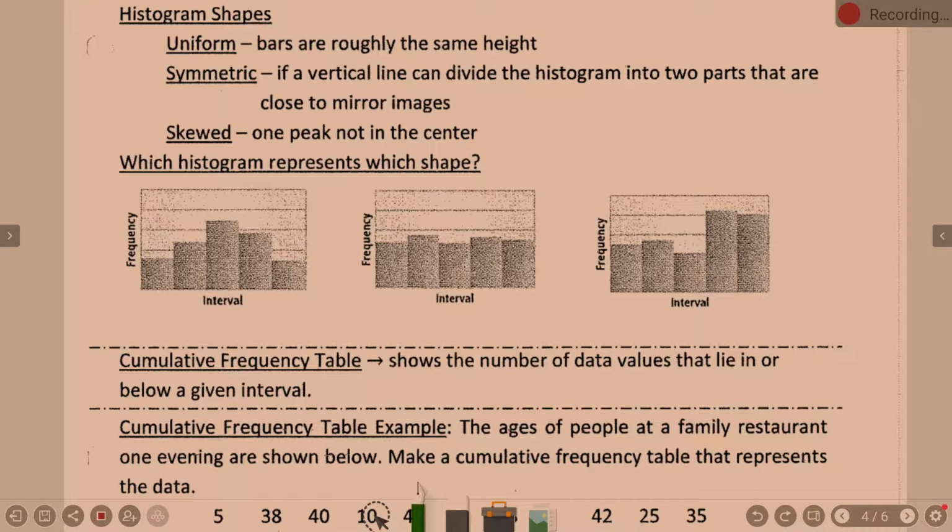Okay. Which histogram represents which shape? The left is symmetric. Okay. The middle is uniform. And the right is skewed. Okay. So we have symmetric. Again, not exactly, but just about equal on both halves. Uniform. It is uniform across, pretty much all the same height. And this one is skewed. More of the data is on the right half there.